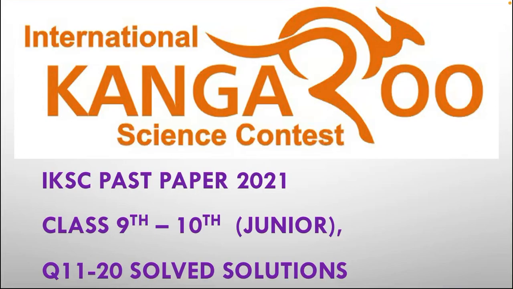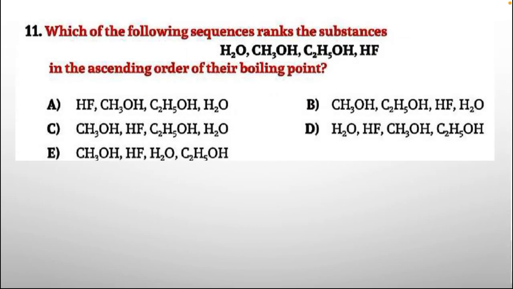IKSC, International Kangaroo Science Contest, and we are going to solve questions number 11 to 20 of the past paper 2021, for class 9 and 10, that is also known as junior level. Moving on, question number 11: which of the following sequences ranks the substances H2O, CH3OH, C2H5OH, HF in the ascending order of their boiling point? Different options are given with different orders.